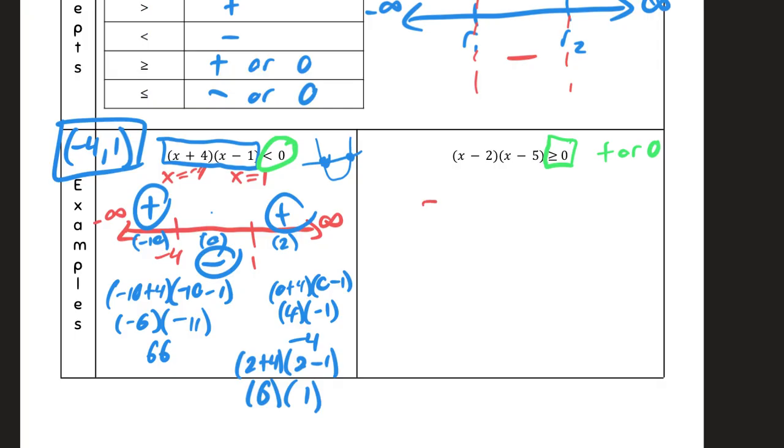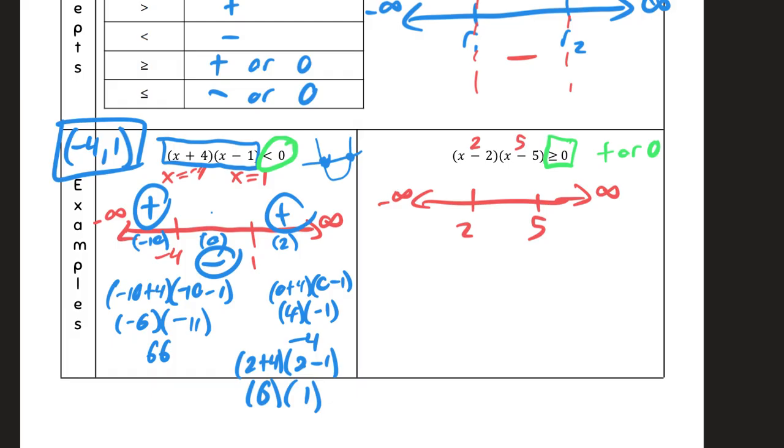So I'm going to create the sign chart again. So my critical numbers, or my zeros, are going to be at x equals 2 and x equals 5. So make sure we put those on there in numerical order. And then I need to check a number in each interval. Really, you only have to check one interval, and then we can alternate.